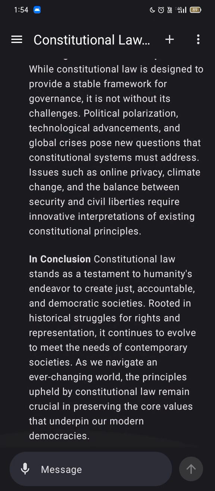In conclusion, constitutional law stands as a testament to humanity's quest to create just, accountable, and democratic societies rooted in the historical struggles for rights and representation. It continues to evolve to meet the needs of a contemporary society as we navigate an ever-changing world. The principles upheld by constitutional law remain crucial in preserving the core values that underpin our modern democracies.